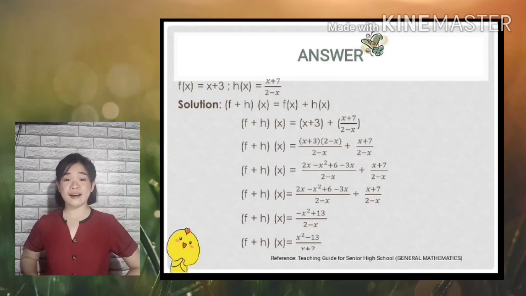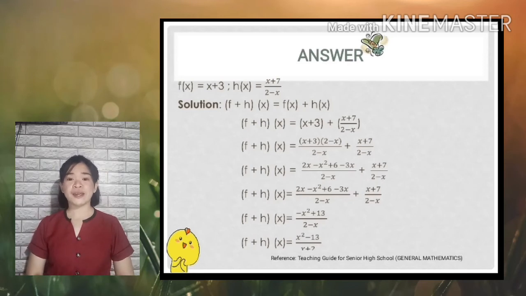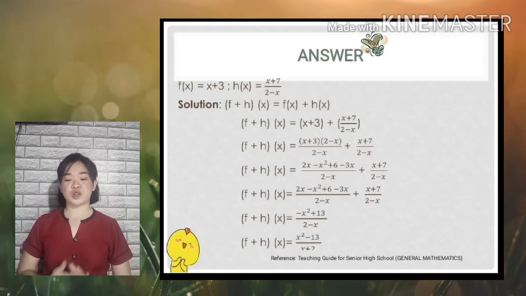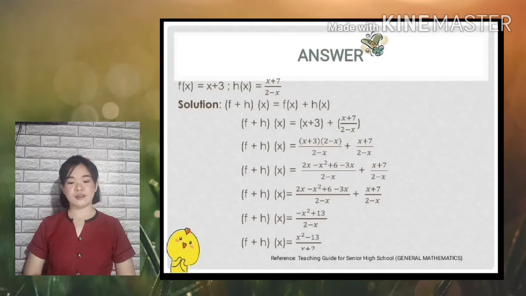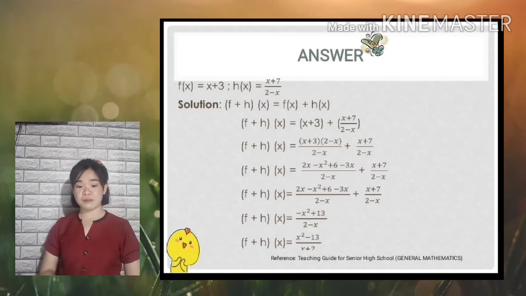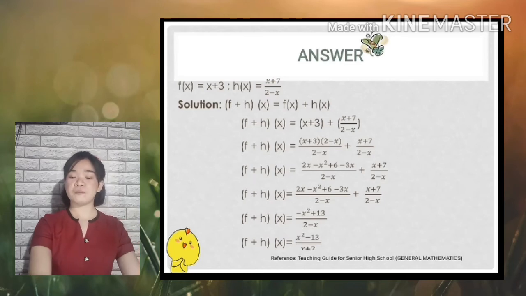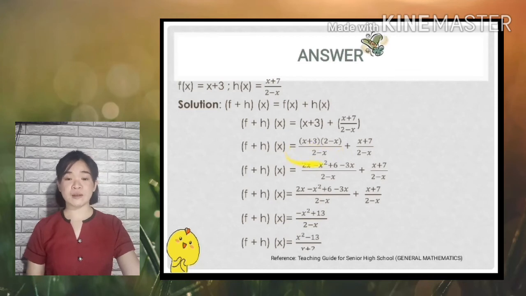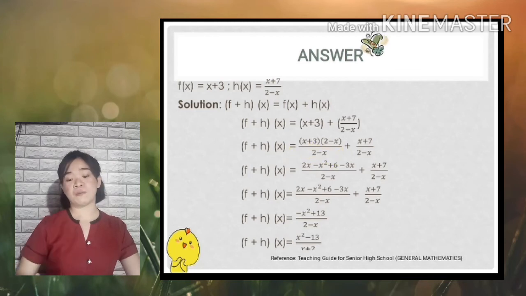Therefore, we also apply the rule for fractions. We cannot add unless they have the same denominator. So we have to find the LCD so that we can perform the operation. In this case, the LCD will be 2 minus x. Therefore, 2 minus x divided by 1 times x plus 3, plus 2 minus x divided by 2 minus x is equal to 1 times x plus 7, that is equal to x plus 7.